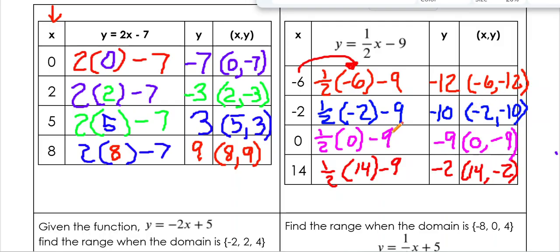Half of 0 is 0. 0 minus 9 is -9. So my input was 0. My output was -9. Half of 14 is 7. 7 minus 9 is -2, sorry. 14 was my input, my x. My output, or my y, is -2. So that is how we do it. That is a function table. All right, let's go on to the next thing.